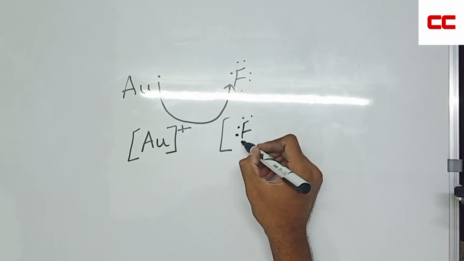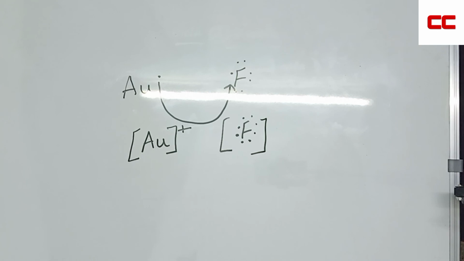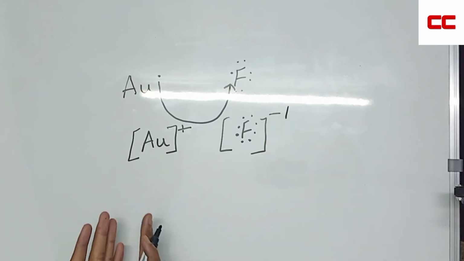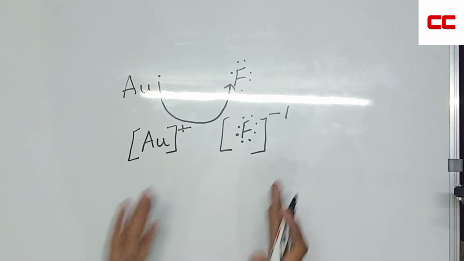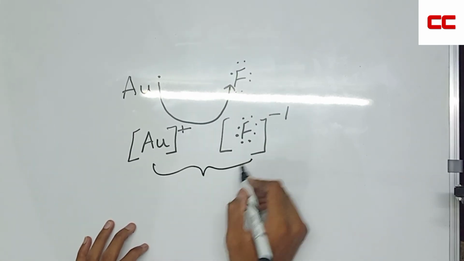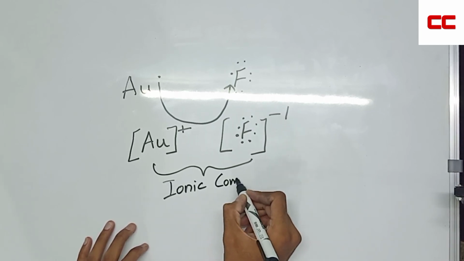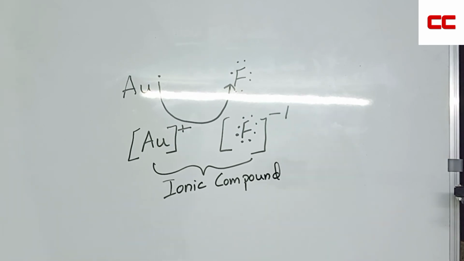Yeah, I know. The good thing is that it completes its octet, but when an element receives an electron, it gets a negative charge, whereas an element, when it gives an electron, becomes positive. So plus, minus, this is an ionic compound. Please write it down. This is an ionic compound. So this is all about the Lewis structure of gold 1 fluoride.